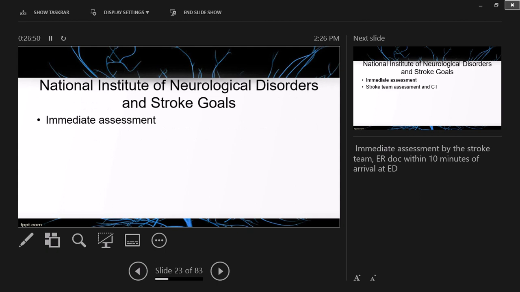The goals set by the American Heart Association are that once you get to the hospital, your patient is going to be assessed by a doctor within 10 minutes. Most of the time, this is supposed to happen at the door as you're coming in.